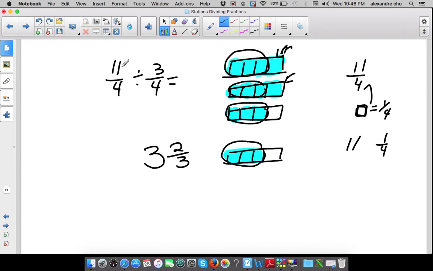Now, if you took this and took it with the algorithm, okay, pretend the 4 is not there, these are the same, so we can write it as a fraction, 11 over 3. And if you change this to a mixed number, 3 goes into 11 3 times, 2 left over 3, and you get the same answer we got through the picture.